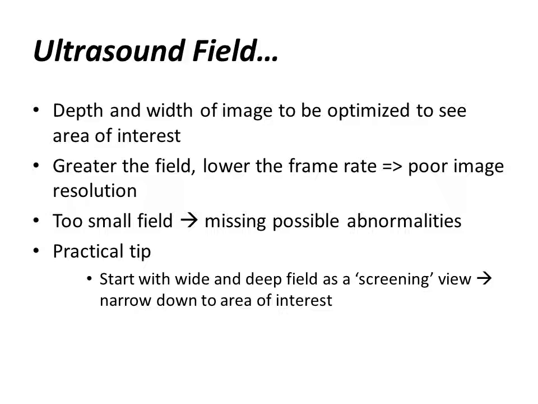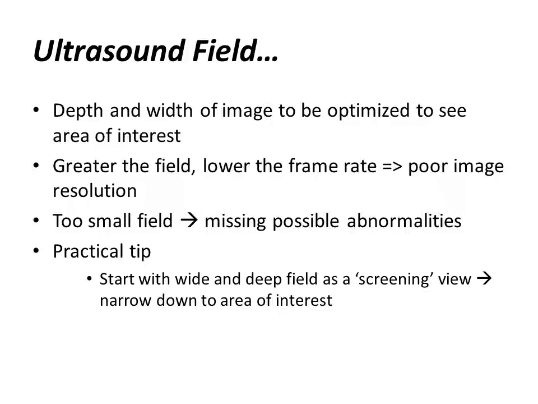If you have a greater field, as in a higher depth and a bigger sector, it is going to lower what we call the frame rate. Frame rate is in some ways the rate at which the machine renews the image. It is very important that you have an optimal frame rate for cardiac echo, because the heart is a moving structure and you want to be able to see those movements in real time. So if you have a very long depth or a very wide image, you may have a very poor frame rate, in which case you might miss important details.